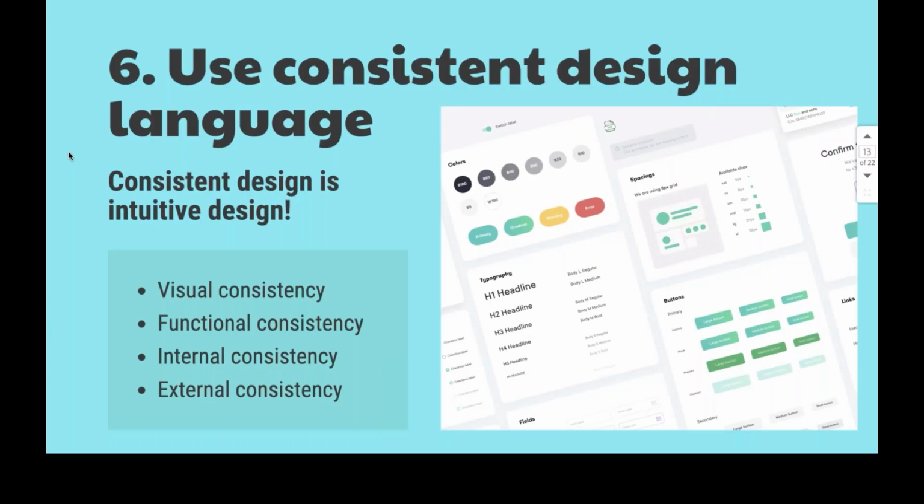So the next point is to use consistent design language. Consistent design is intuitive design. In short, usability and learnability improve when similar elements have consistent look and function in a similar way. When consistency is present in your design, people can transfer knowledge to new contexts and learn things quickly without any pain. This way, the user can focus on carrying out the task at hand and not learning how the product UI works every time they switch context.